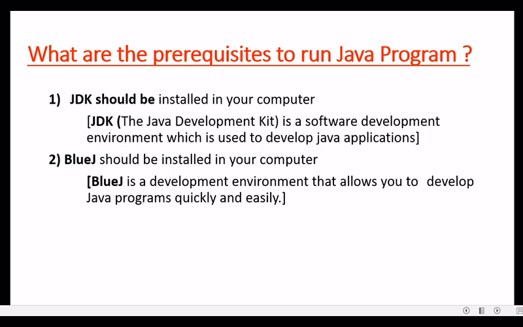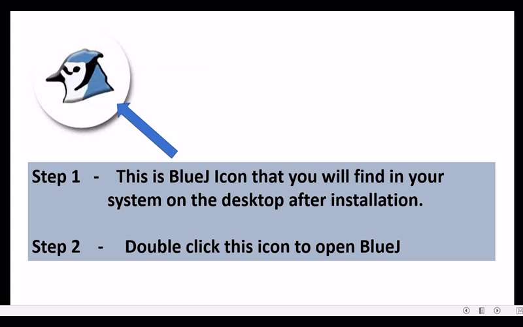After installing JDK and BlueJ in your computer, next what you have to do? Be careful after the next. On the desktop of your computer, you will find this type of icon, the penguin icon, on your desktop. So what you have to do is step 1. In step 1, this is the BlueJ icon that you will find in your system on the desktop after installation.